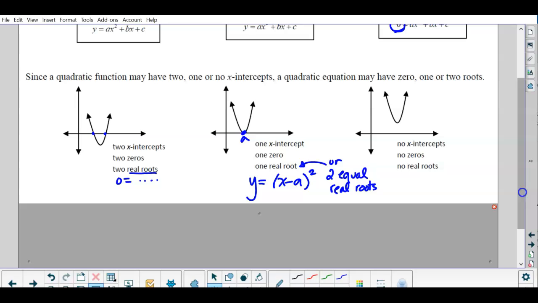And then this one here, obviously, there's no x-intercepts of that graph, so there's no zeros of the function, and for the corresponding equation, there's no x's that would work. Okay, that's where you might have a root of a negative.